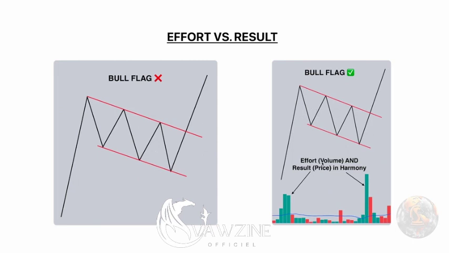Contrast that with the right-hand side. The correct way to view any pattern is effort, which is volume, and the result, which is price. Are they in harmony or in divergence? In this case, a successful bull flag will see they are in harmony, meaning you have above average high volume in the impulse higher, low volume correction, and then above average high volume impulse higher, effort and result in harmony. Once you view markets through the lens of effort and result, you're closer to cracking the code of price movement.